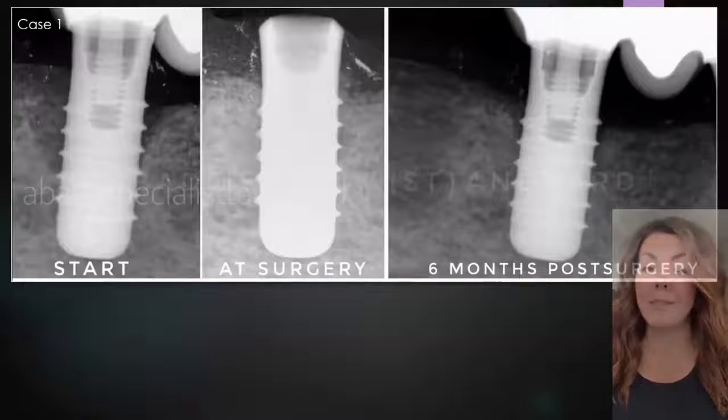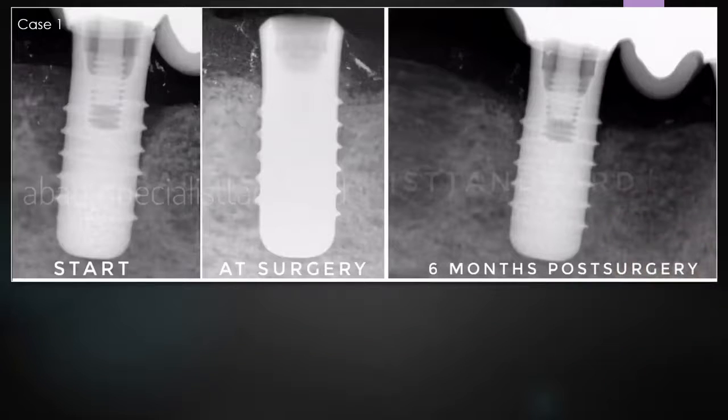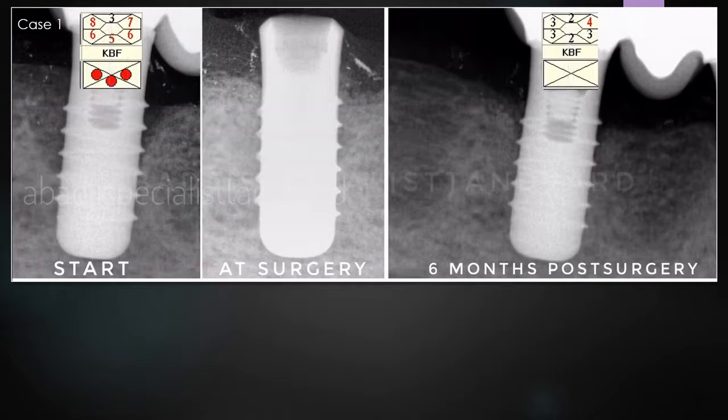Here is the result 6 months after surgery. As you can see on the X-ray, we have bone fill after surgery, and my clinical examination showed no bleeding on probing, no pus, and a decreased probing pocket depth. So 6 months after surgery, we are successful with our treatment.